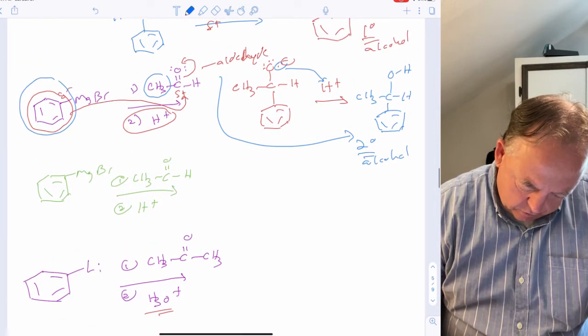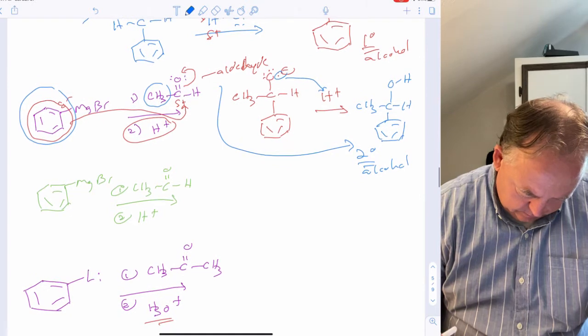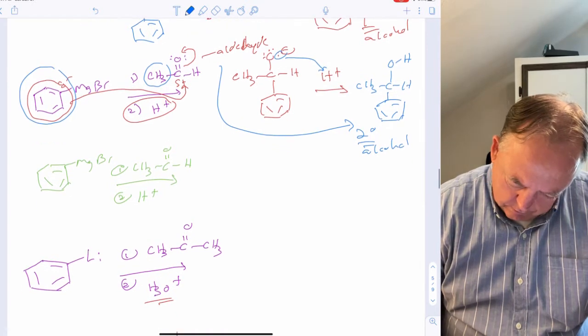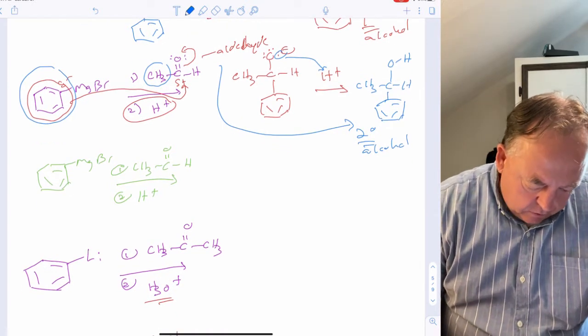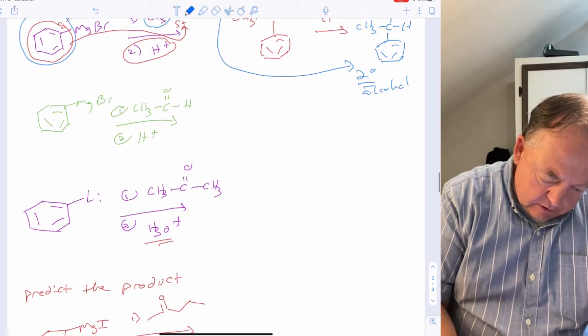Why do I have this road here? I don't know why I have that road. Same thing. Let's get rid of this.